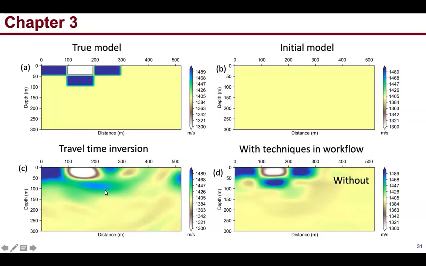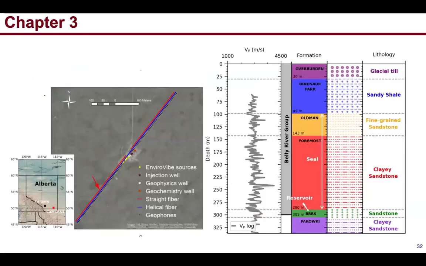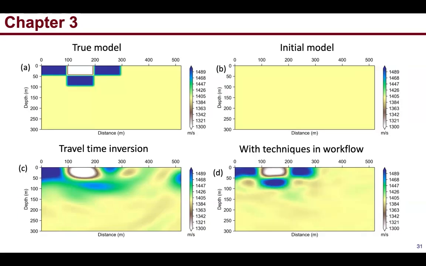Here, we show the result of the travel time inversion in figure C. After the travel time inversion, the result is not very nice, but it gives us a generally good initial model for the following inversion. And in figure D, we show the result of using one-step FWI and multi-step FWI. We can find that with this multi-step strategy, the result is improved.